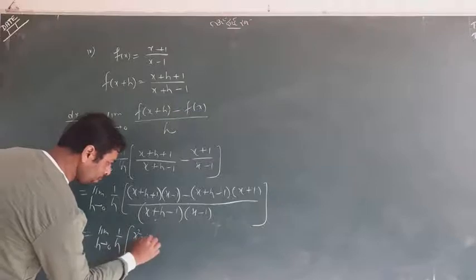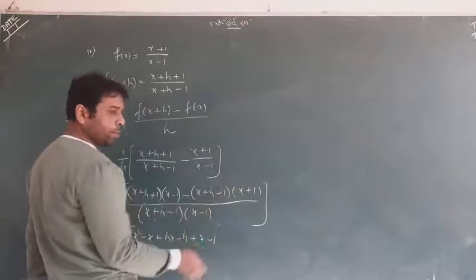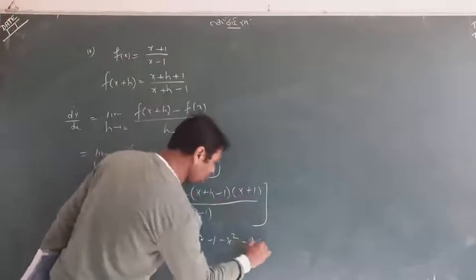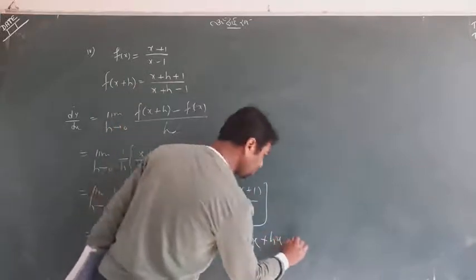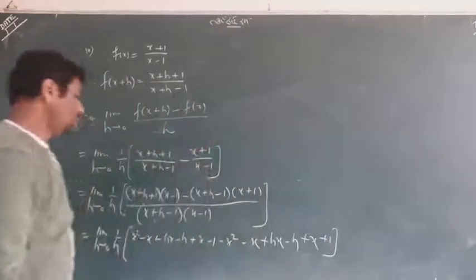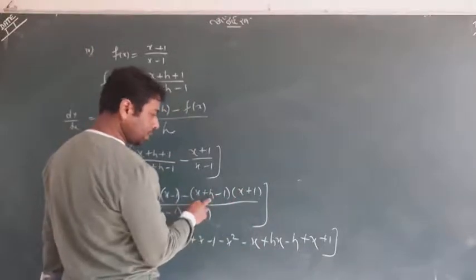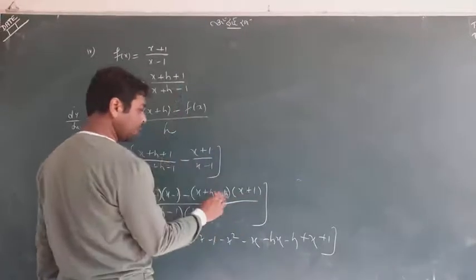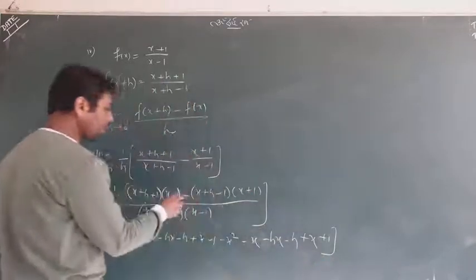These two will multiply each other: x squared minus x plus hx minus h, and x minus 1. And these two will multiply with minus, so all signs will change: x squared plus x minus hx, and minus h minus x, and this is plus 1. So whatever sign you got: x squared, and x both got a minus sign, plus hx is going to be minus, then plus h is going to be minus, then minus 1 x is going to be plus x, and this minus is going to be plus 1 because of that minus sign.